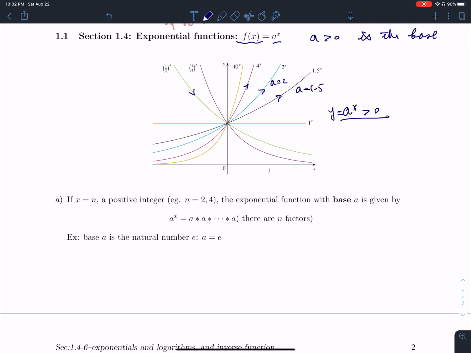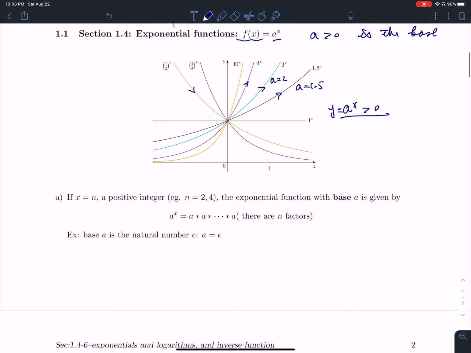Okay, so now let's look at the exponential function, how we can calculate that. To evaluate this exponential function, we could look at the input. Remember here, this a is the base, x is the input or the independent variable. All right, so if x is n, a positive number, that means you just multiply n such bases altogether.